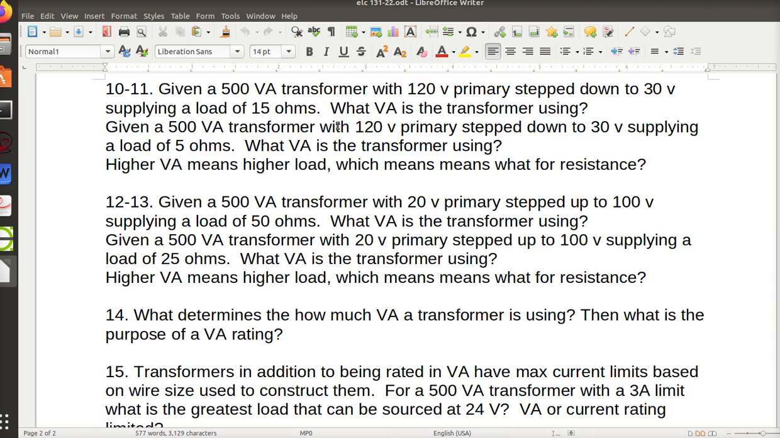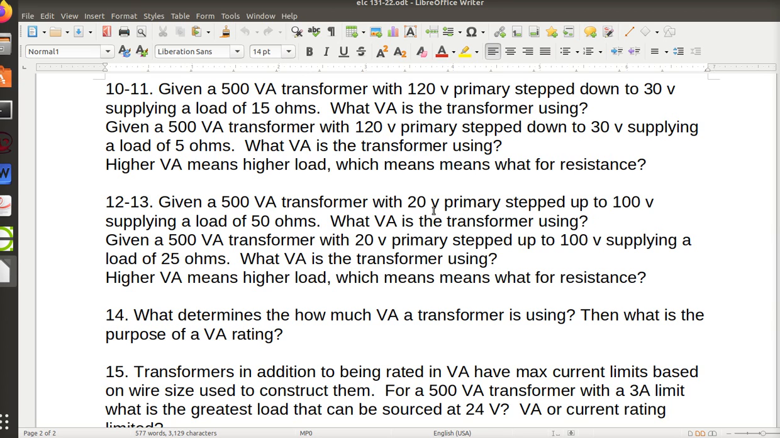And so now what if I've got a 500 VA transformer, 120 volts, stepping down to 30 volts, supplying 5 ohms? What VA is the transformer using? And the higher the VA it's using, the greater the load, which actually means if you look at this problem, you'll see that the second example is using more VA than the first example, but the resistance is lower. So I'm trying to drive that point home.